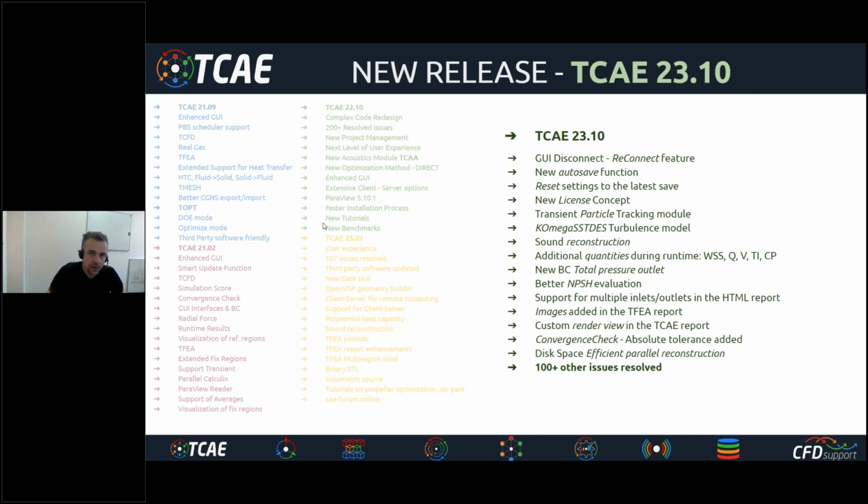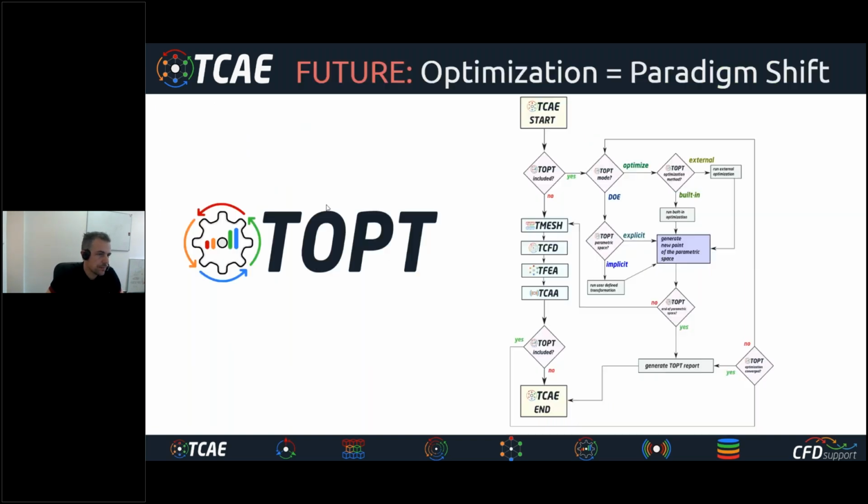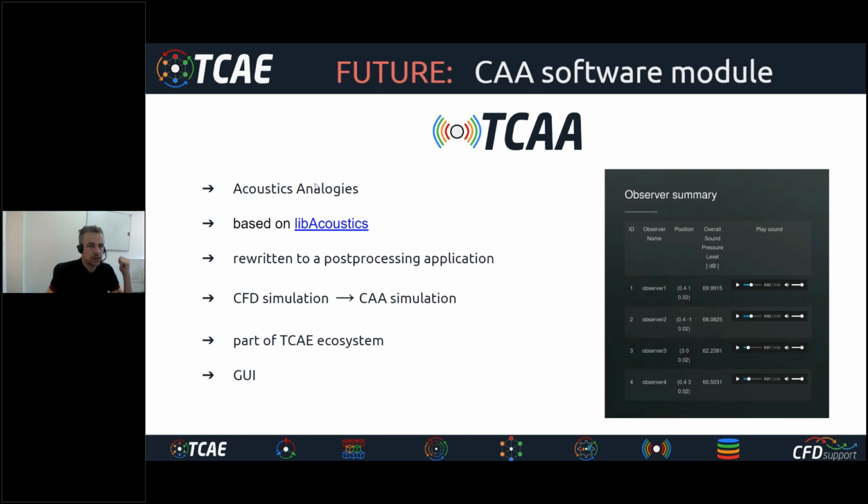in TCAE. We have recently released the new version of TCAE. It's called 23.10. There are a bunch of new things. I believe it's very useful for the future. We are focusing specifically on, I would say, three things. The first thing is optimization. It's a big topic, a paradigm shift. We believe that's a really big thing, and that's one of the pillars of our focus. Then acoustics is really a specific, high-end, big added value thing.